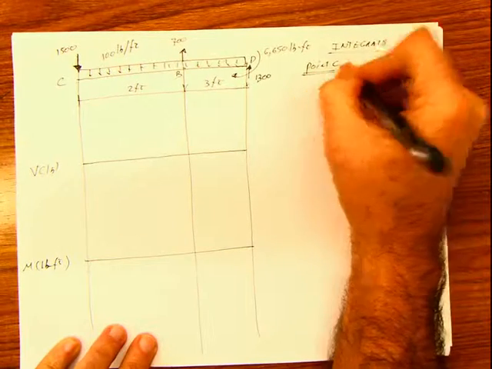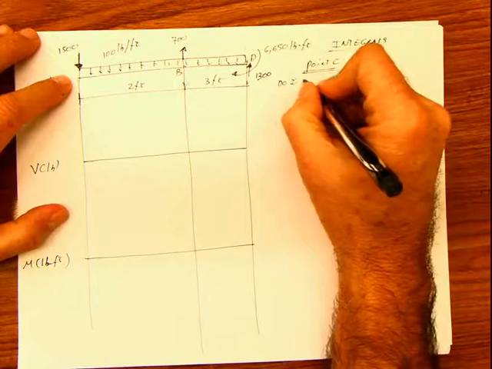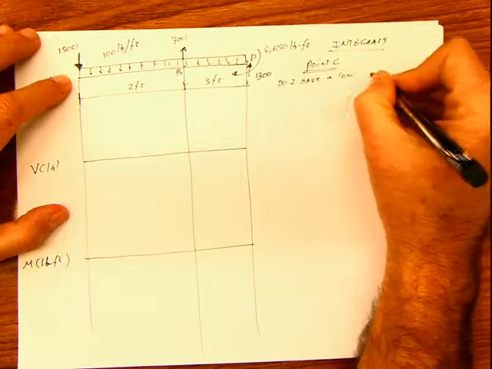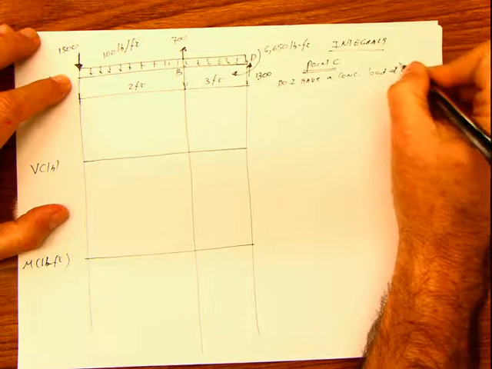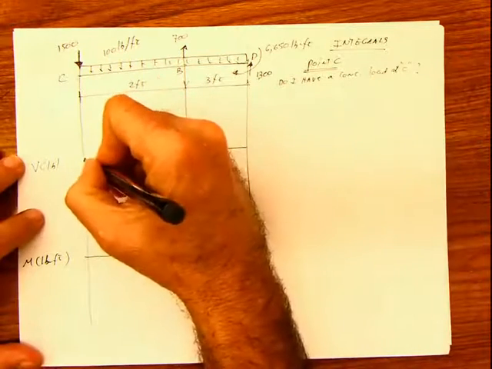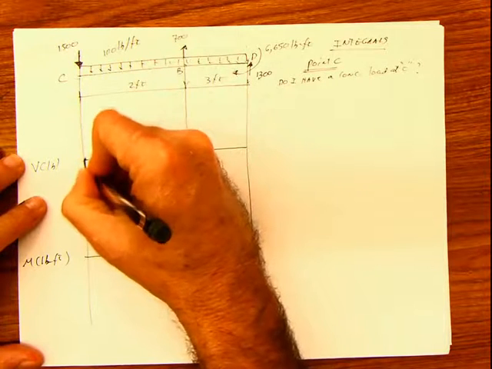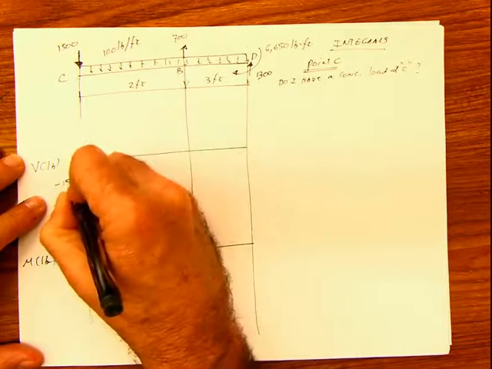We start at the point C for the shear. Do I have a concentrated load at C? And the answer is yes. You go to C and you find a concentrated load of 1500 acting downwards, which is going to produce a jump here downwards, and this is going to be negative 1500.